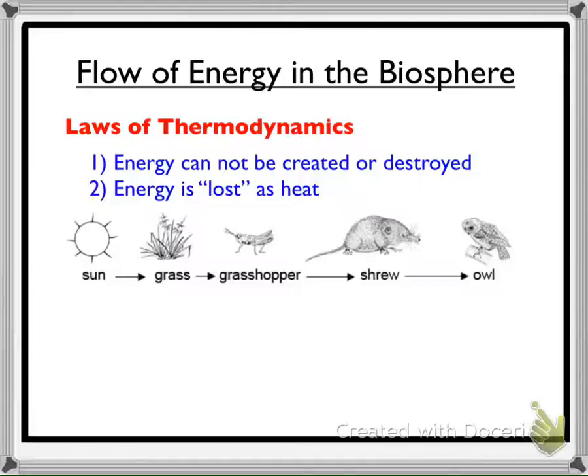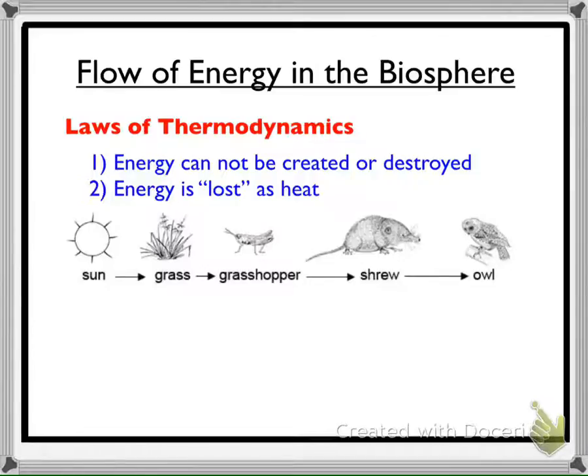That means with numbers. Now, in order to know what's going to happen quantitatively to the energy in this food chain, we have to know about the laws of thermodynamics. The laws of thermodynamics describe how energy behaves in the biosphere. And for our purposes, there are two laws of thermodynamics that we need to know. The first law of thermodynamics states that energy cannot be created or destroyed. It can only be transformed from one form into another.